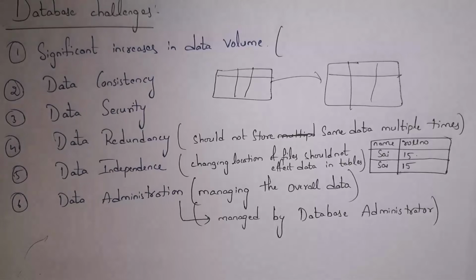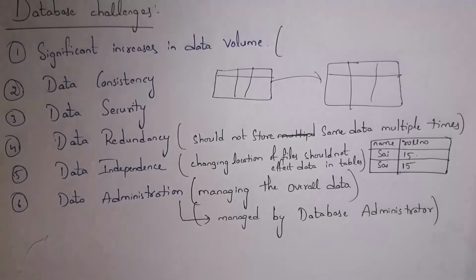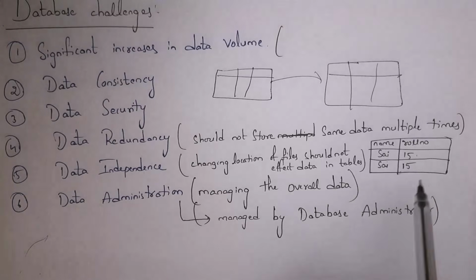And the fourth one is data redundancy. Data redundancy means we should not store the same data multiple times. For example, if you consider this table, in this table, I gave the name Sai and roll number 15 twice. Though if we give the same data multiple times, the database must store the data only once. This is the meaning of data redundancy.